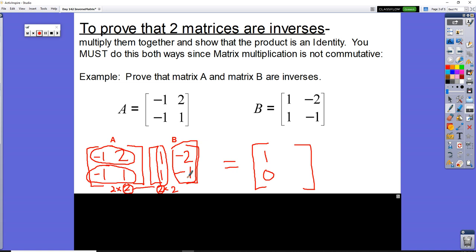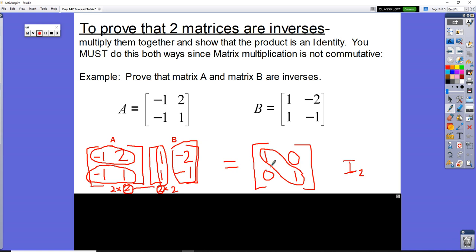Top row with right column is going to produce +2 and then -2. So that's going to make 0 right here. And then bottom row with the right column is going to make -1 times -2, which is +2, and 1 times -1, which is -1. So we've got +2 and -1, which makes 1. So what I'm looking at right here has a diagonal of 1s and 0s everywhere else above and below the diagonals. So this is actually the identity matrix I2.